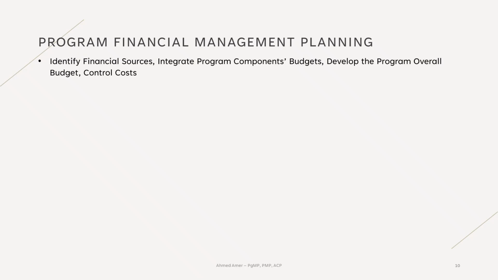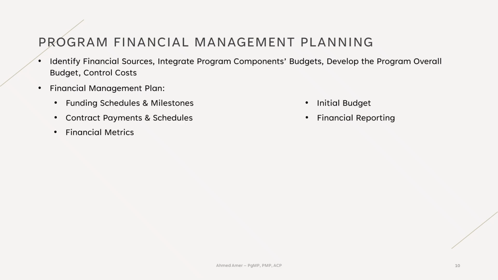Within this, the program financial management plan plays a key role. It is a section of the overall program management plan that captures the financial details, such as funding schedules and milestones, the initial budget, contract payment schedules, how financial reporting will work, and the financial metrics used to measure performance.